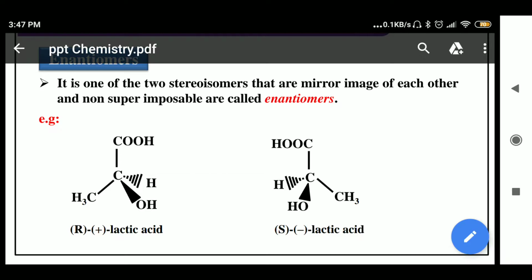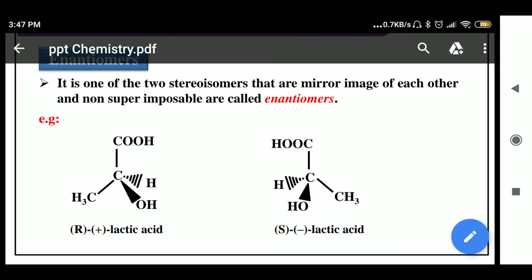So what are enantiomers? Let me read out the first definition, then I will explain. It is one of the two stereoisomers that are mirror images of each other and non-superimposable, and they are called enantiomers. As you can see, these two structures which I have given over here are R lactic acid and S lactic acid. Both are mirror images of each other.